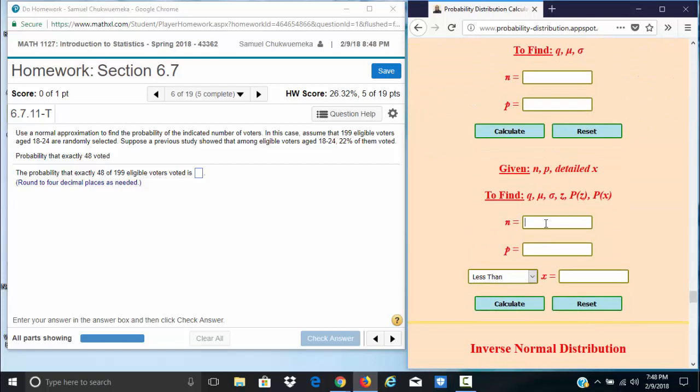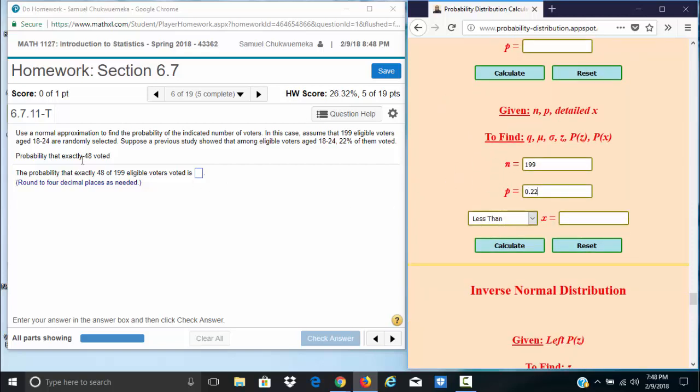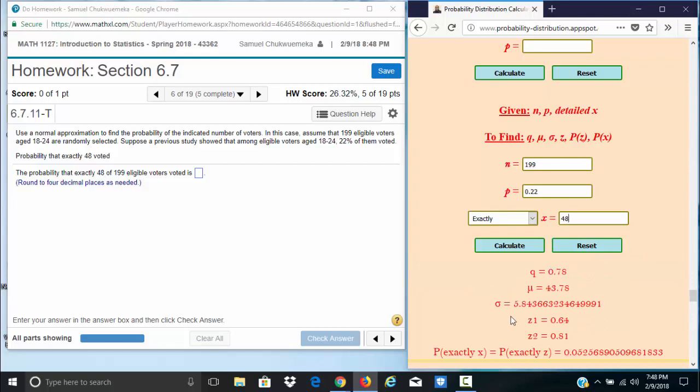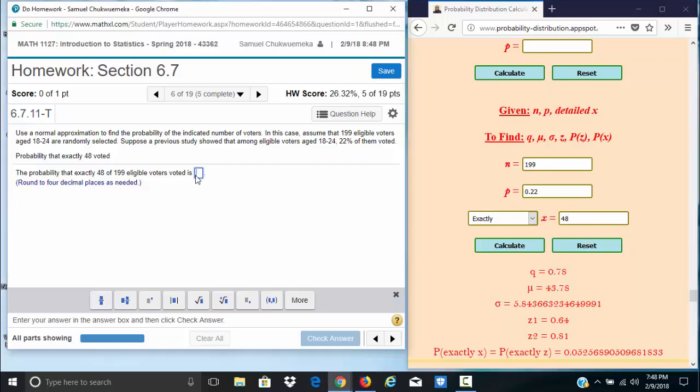So in this case, n is 199. That's the sample size. The probability of success is 22%, which is 0.22. And here we're looking at exactly 48 voted. So exactly, x equal to 48. Enter. So to 4 decimal places, the probability would be 0.0526.